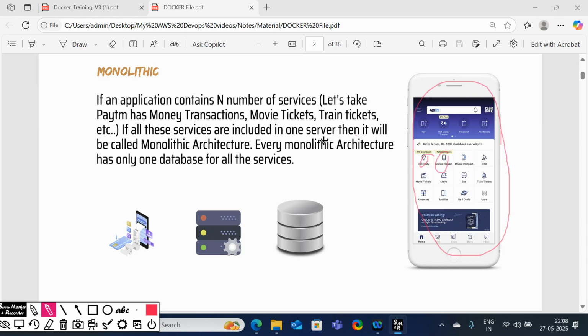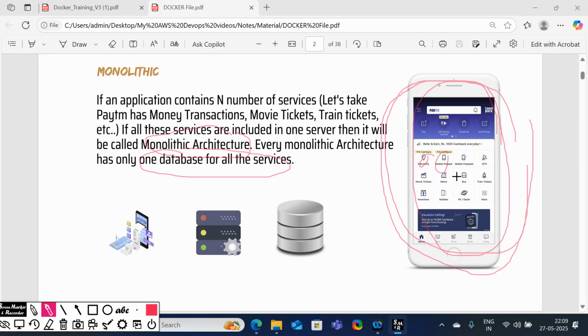Suppose an application consists of n number of services, and all these services are included in one server, meaning all these services you deploy in a single server. Then that is called a monolithic architecture. Whatever services make up your application, if you deploy all of them in one server, that is called monolithic. Every monolithic architecture has only one database. This entire application has only one database irrespective of the number of services you run inside your application.